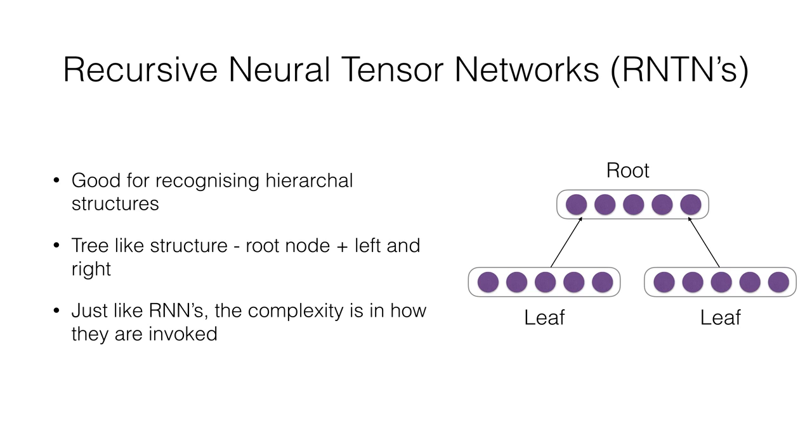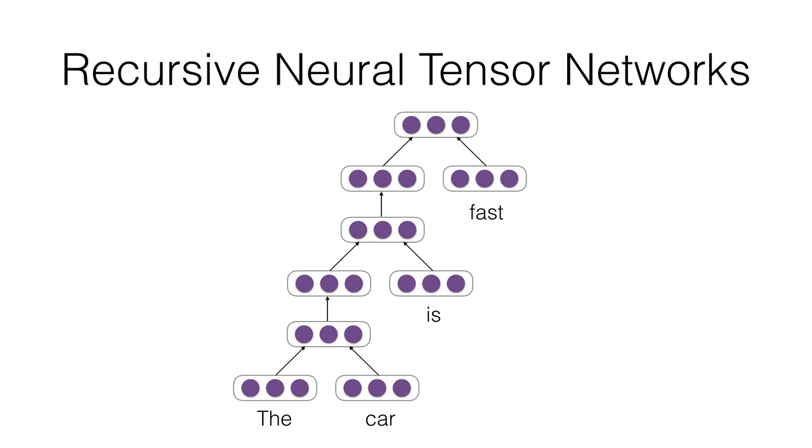RNTNs are very good for sentence parsing and anything that involves hierarchical data. An RNTN has a tree-like structure. So basically we have a root node and a left and a right node. And just like recurrent neural networks, the complexity in RNTNs is not so much how they're structured, but how they're invoked and the data flows through them. RNTNs are invoked recursively, feeding the output from each previous step back into the network.